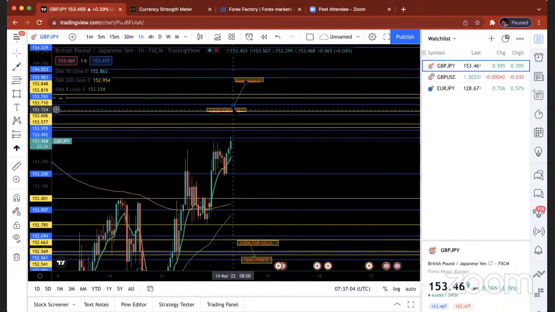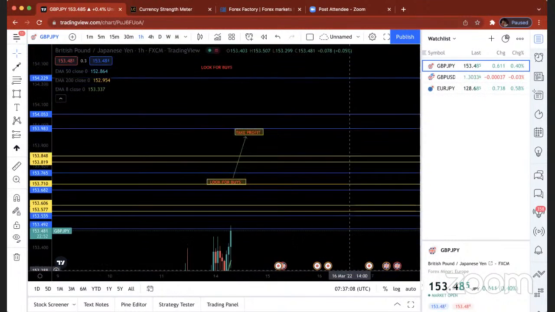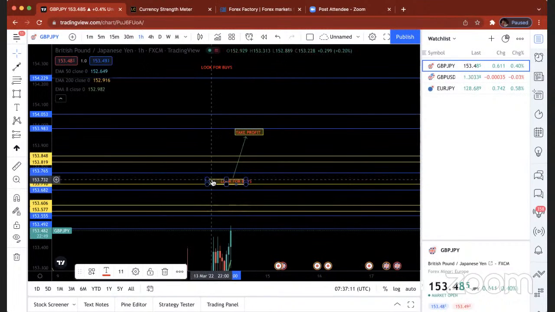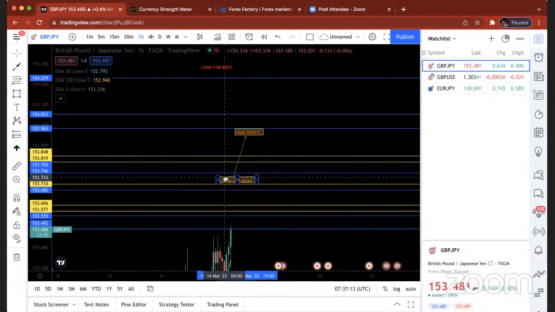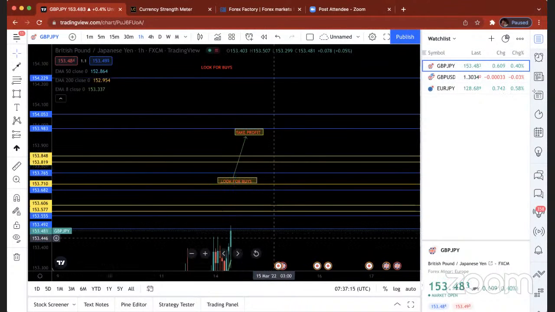I'm just fixing the chart so I can post it on TradingView. As you guys know, I always post my charts on TradingView. But I gotta fix it real quick.